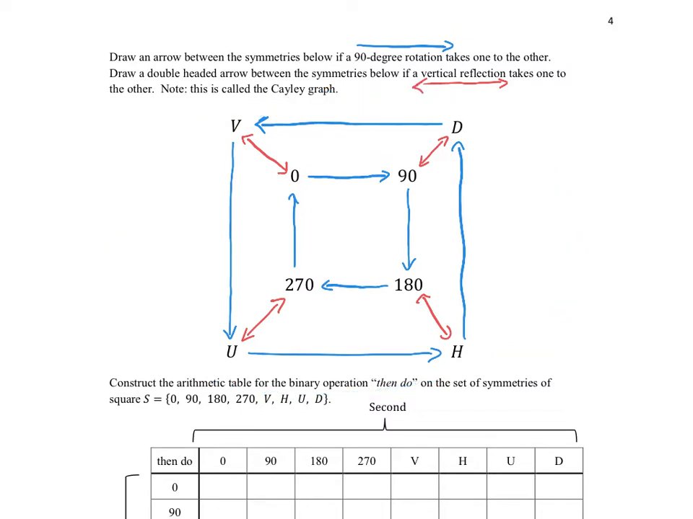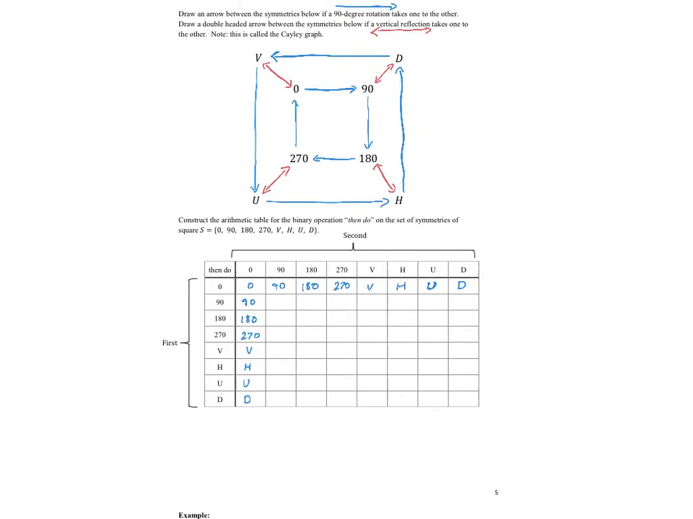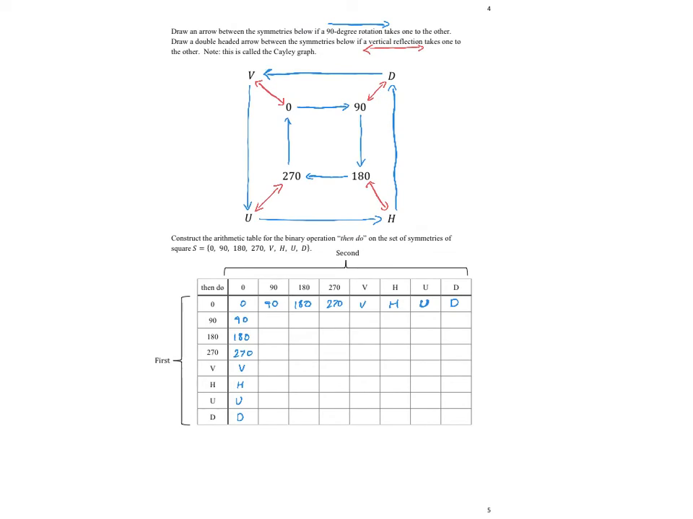Okay, now we're ready to complete this process with a then-do table. So just like we have a multiplication table or an addition table, we're going to build a then-do table for this set and algebraic structure that we're building. So filling in 0 is probably straightforward. 0 doesn't change the symmetry, so it just ends up copying the symmetry that's there. Okay, so I'll do one more row, and then you can fill in the rest of the table on your own. So let's do V.